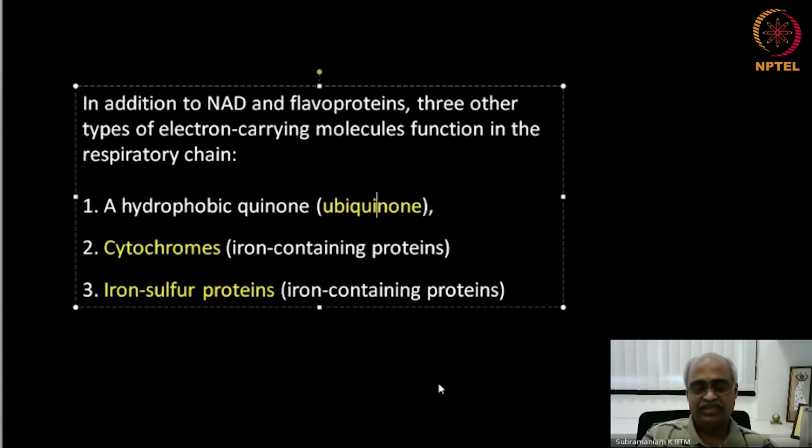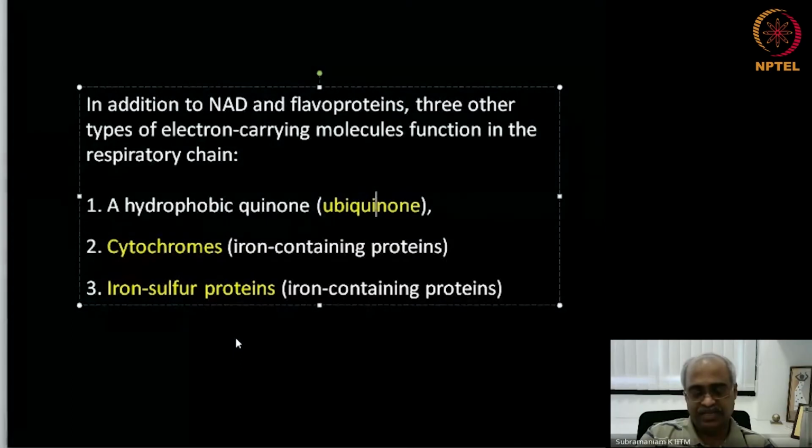Ubiquinone is freely diffusible within the inner membrane, and that helps it carry electrons from one integral membrane protein complex to another, by freely diffusing from one complex to another complex made of similar proteins. That is what ubiquinone does. And cytochromes are proteins with heme as a prosthetic group, and the main moiety that gets oxidized and reduced is the iron ion, Fe2+ and Fe3+.